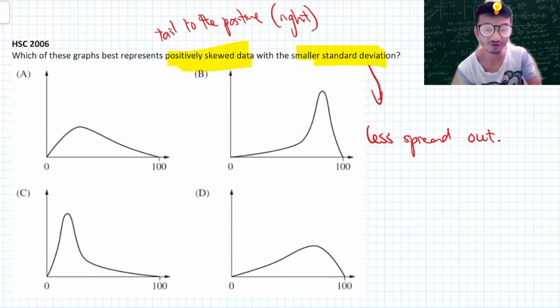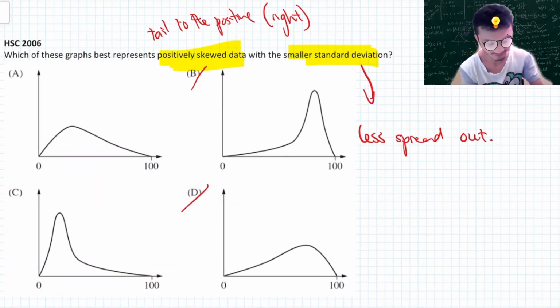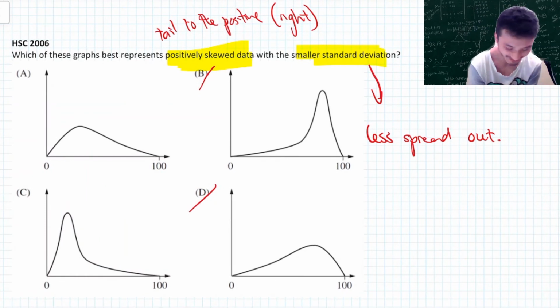Well, let's use our process of elimination though. If it's positively skewed, I really only have two options. I can get rid of A. I can get rid of B and D because they are negatively skewed. Their tails are towards the left. But out of A and C, pause if you want to have a think. Which one do you think it's going to be? It's not B, by the way. I can just rule that out.